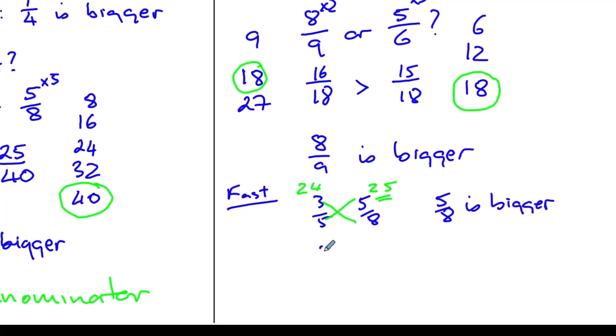And then if I do the next one, 8/9 or 5/6. Again, 8 times 6 is 48, so I'm doing this on the left side. And then 5 times 9 is 45 on the right side. 48 is bigger, so 8/9 is bigger. This is how I would do this in an exam, and we call this cross multiplying, and it is super quick.